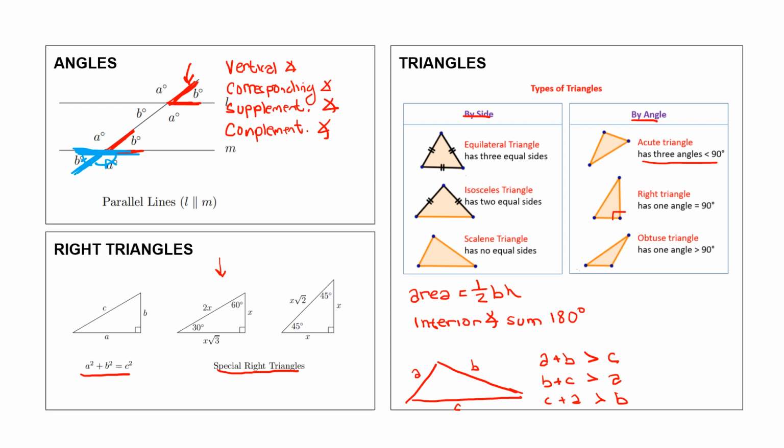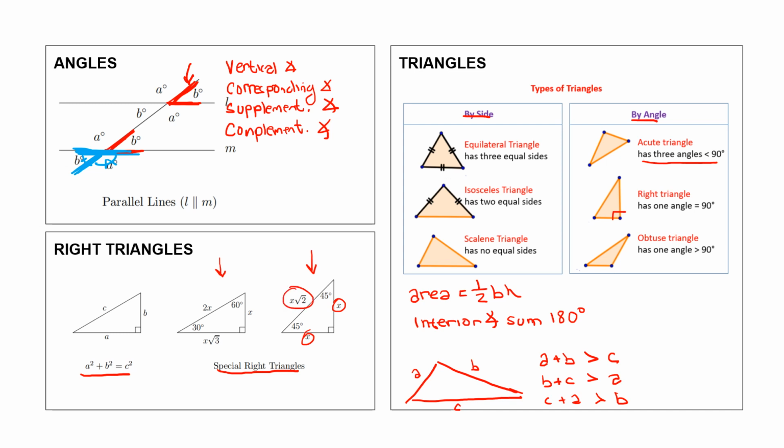In the same way, we have another special right triangle, which is the 45, 45, 90 triangle. So in that case, both legs of the triangle are x, and the hypotenuse is x radical 2.